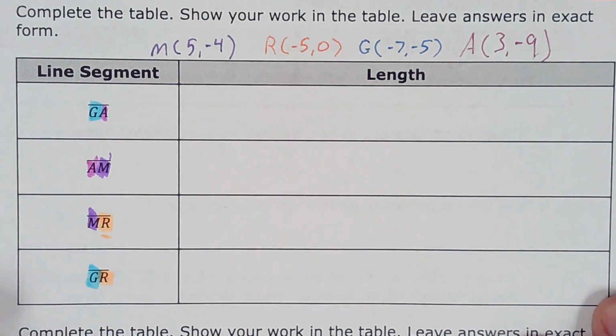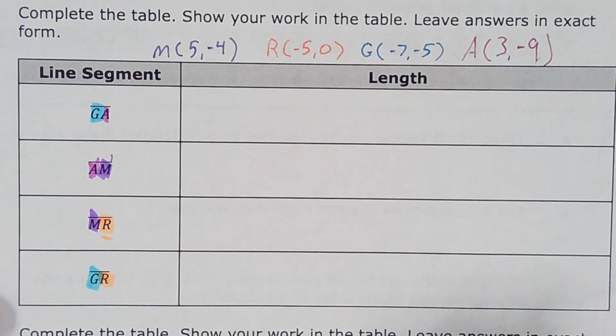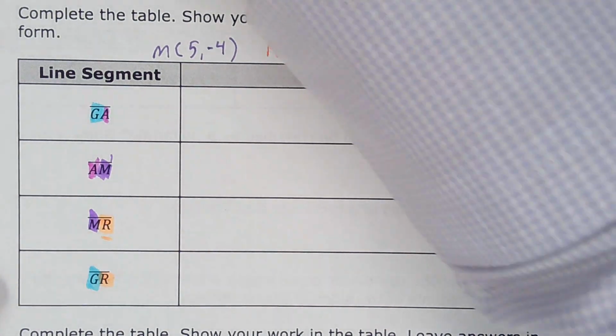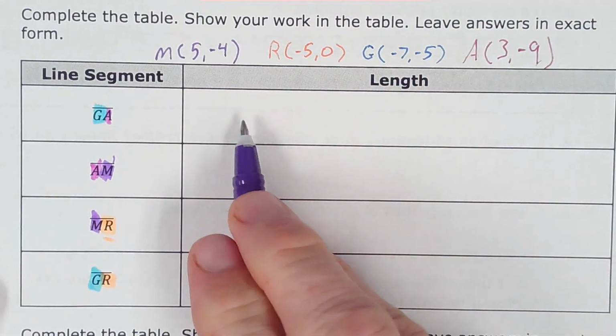Okay, so here is an example. We have a quadrilateral MRGA, right? And with the points. So let's figure out the lengths of each one of these and compare them. Okay, so let's go ahead and figure out line segment GA length.